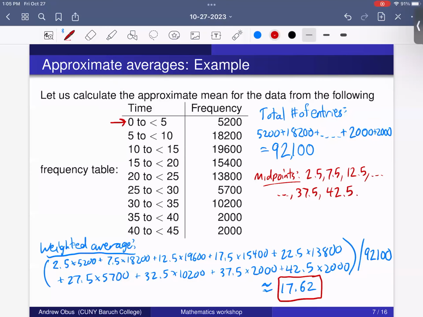So what we do here is we just take the midpoint. The midpoint here, if you want to calculate it, is 0 plus 5 divided by 2. That's 2.5. For this one, we have 5 plus 10 divided by 2, which is 7.5. This is how we do all the midpoints. I'll do one more over here. We would have 10 plus 15 divided by 2, which is equal to 12.5, etc. So this is how we calculate all of these midpoints.